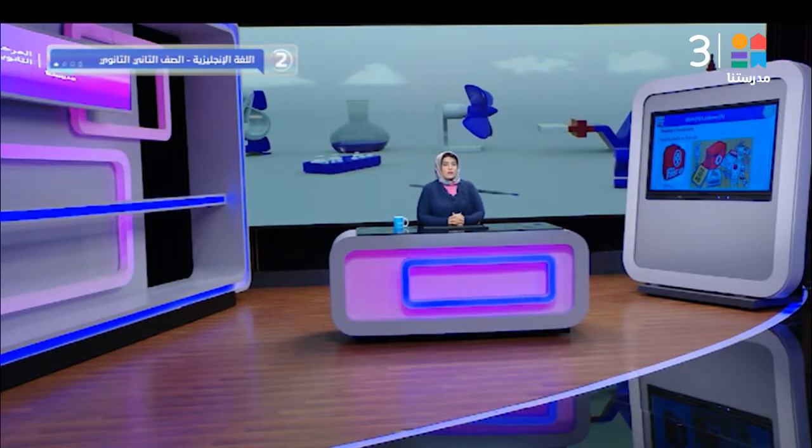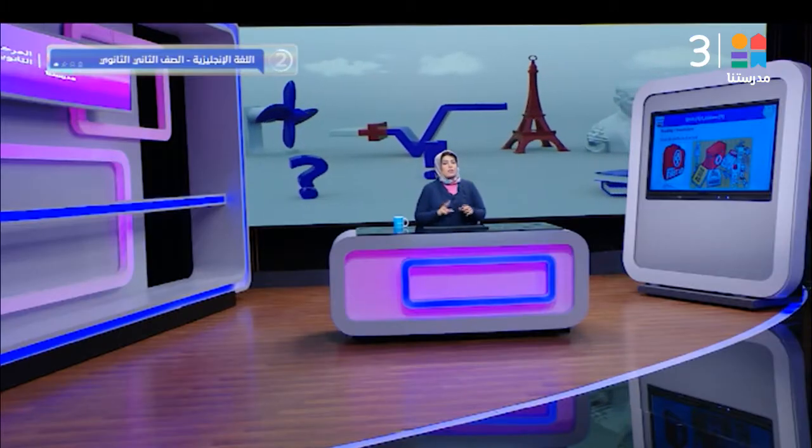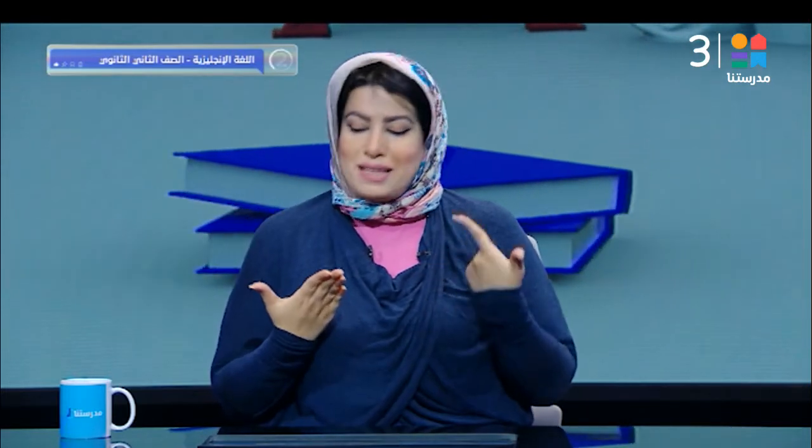And let's start. So how to perform first aid. As you see the pictures, those are the pictures that refer to first aid. First aid is الاسعافات الاوليه. So we're going to read a poster. This poster talks about first aid, and it gives us 7 tips about first aid.